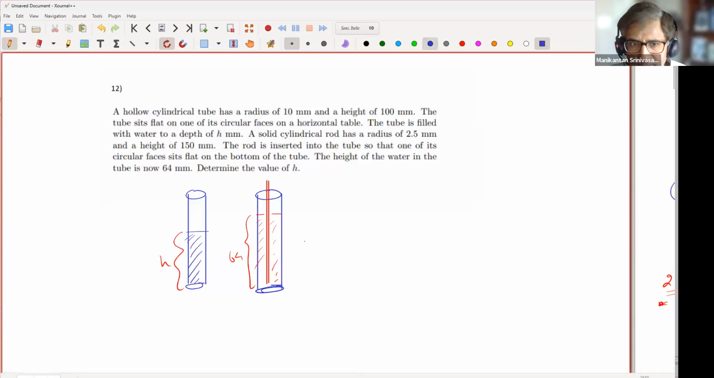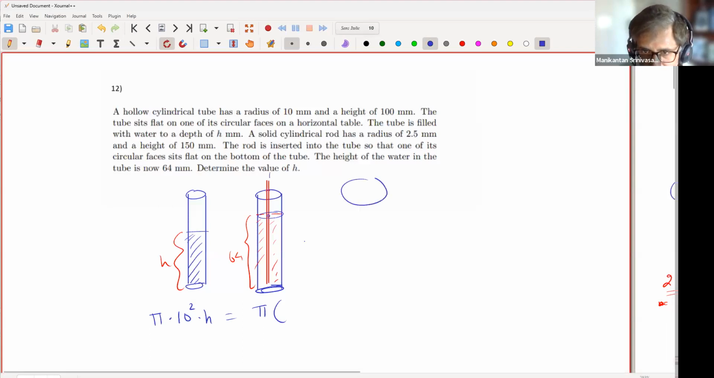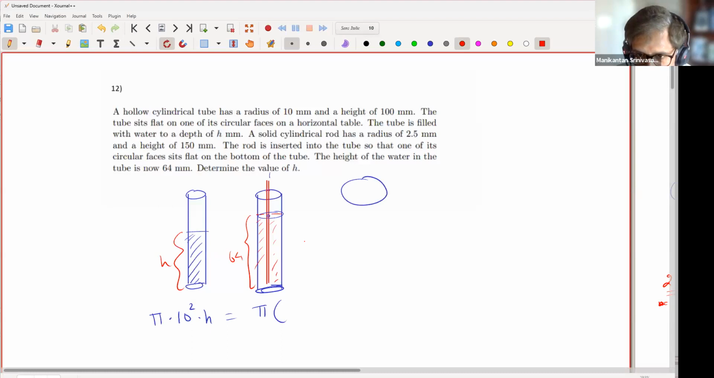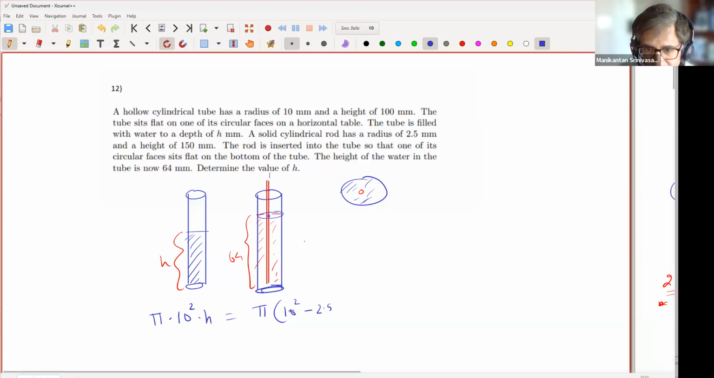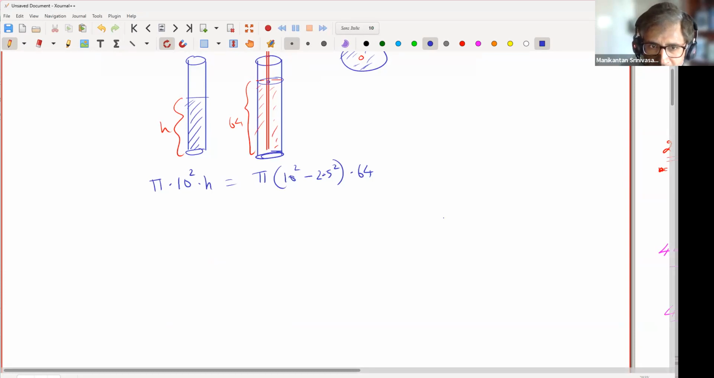So the volumes are same. So it's just pi into 10 square, radius is 10, into h, should be pi into here. If you look at the cross section of it from the top, it'll be like this, right? There'll be a small hole here with the rod, which cannot contain water. So the water is all here. So it's pi into 10 square minus 2.5 square into 64. Okay, so obviously we don't have to do 10 square, 2.5 square and all that. It's just a scale factor, right?